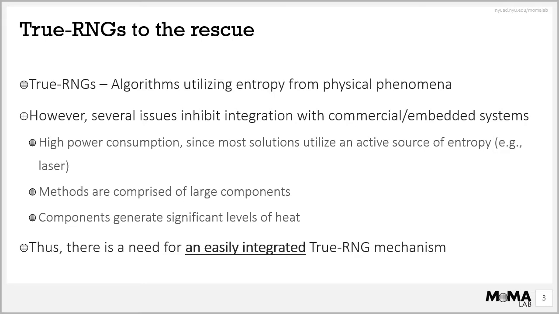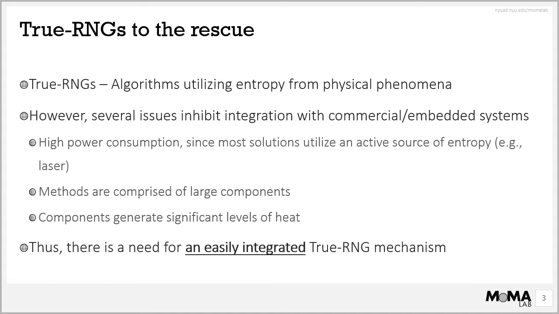This is where true random number generators come in handy. True RNGs are methods that utilize entropy that is gathered from physical phenomena, which is exactly what makes these solutions non-deterministic. Multiple TRNGs have been developed so far. However, these current solutions exhibit several issues that make them ineffective for commercial and embedded applications. The main reason for that is that most solutions utilize an active entropy source, meaning that they gather the required entropy from a device, for example, lasers.